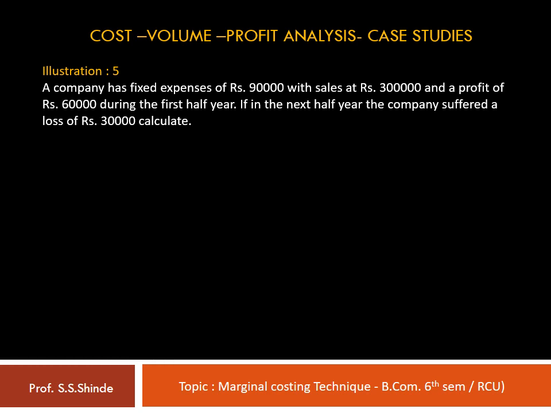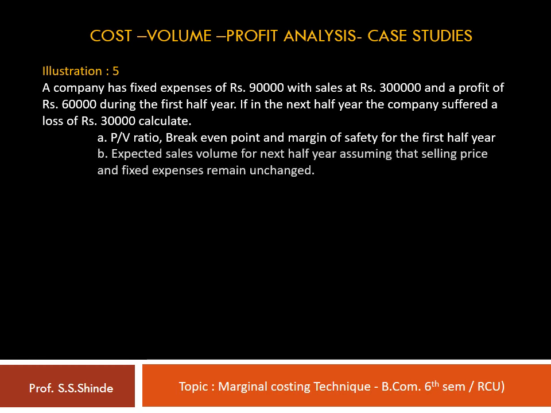If in the next half year the company suffered a loss of rupees 30,000, calculate: one, PV ratio, break-even point and margin of safety for the first half year. 2. Expected sales volume for the next half year, assuming that selling price and fixed expenses remain unchanged. Third, the break-even point and margin of safety for the whole year.